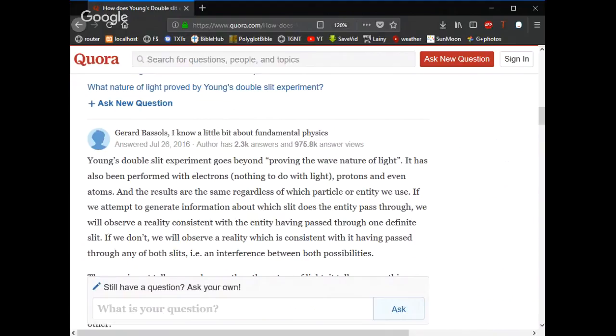Anyway, it's been done with electrons, protons, and atoms, and you get the same results. So are electrons, protons, and atoms waves? It makes you wonder, because you can do the double slit experiment on them and get the same results as you do with light. So it isn't a property of light. That's the problem. Because here's the logical issue that happens when people do bad science.